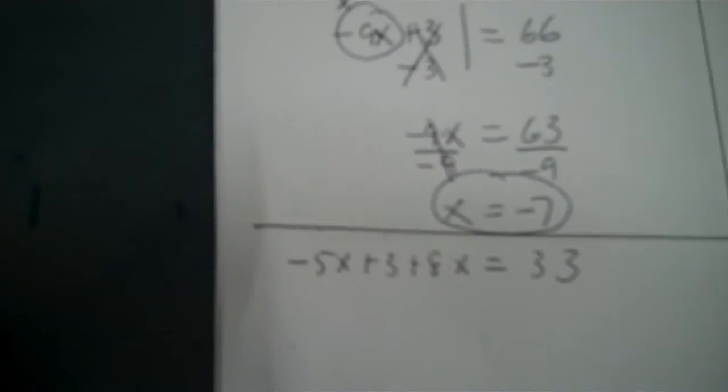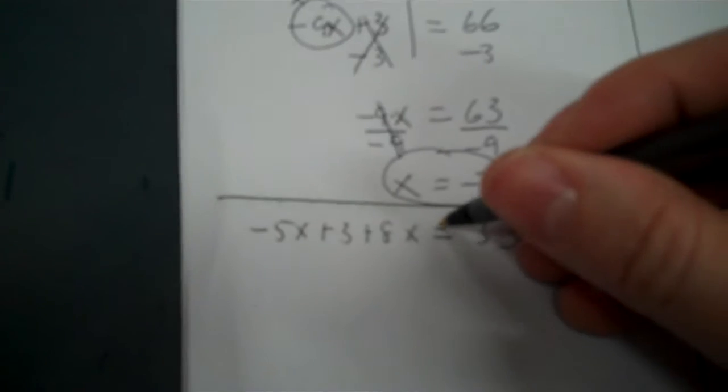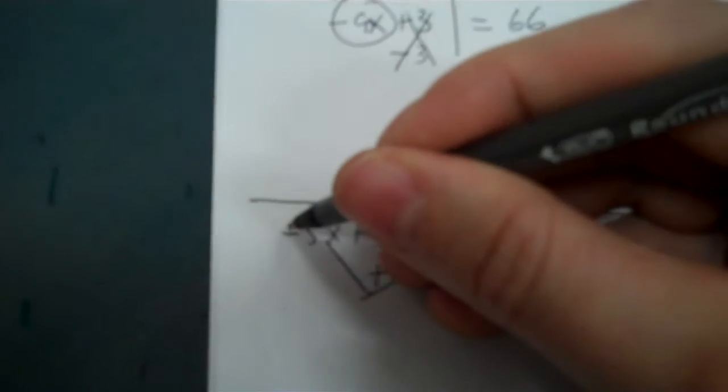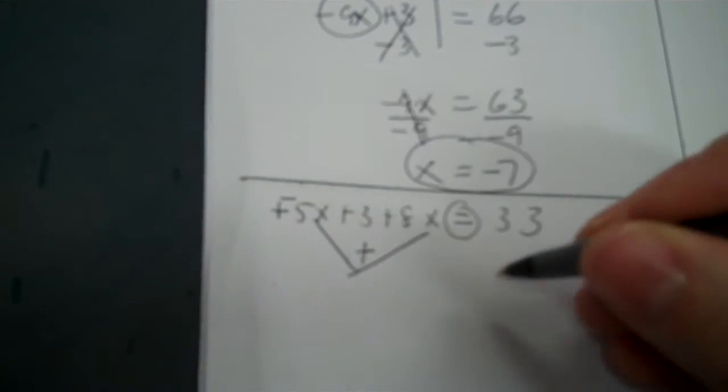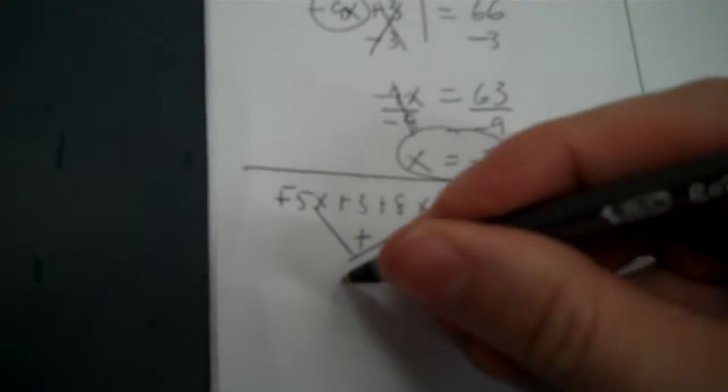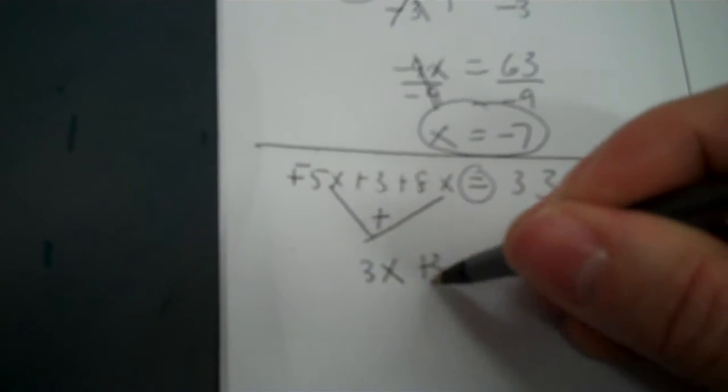Okay, again, the wall can't go up because there's 2 x's. They're on the same side of the equals, so we need to make our little v again. Okay. So what are you going to add? You're going to add negative 5 and 8. So negative 5 plus 8. Think of a number line. If you're all the way out at negative 5, you move 8 to the right, you're going to be at 3. So 3x plus the constant 3.